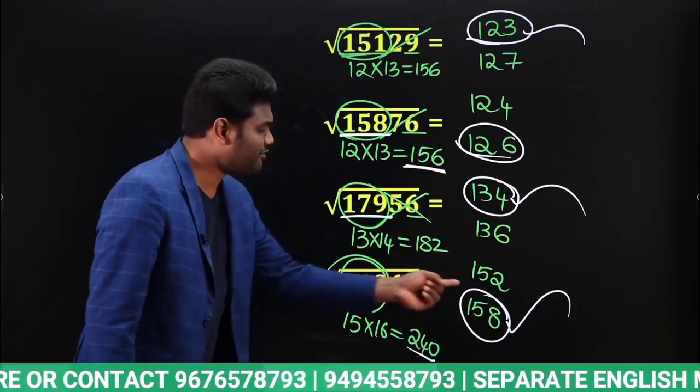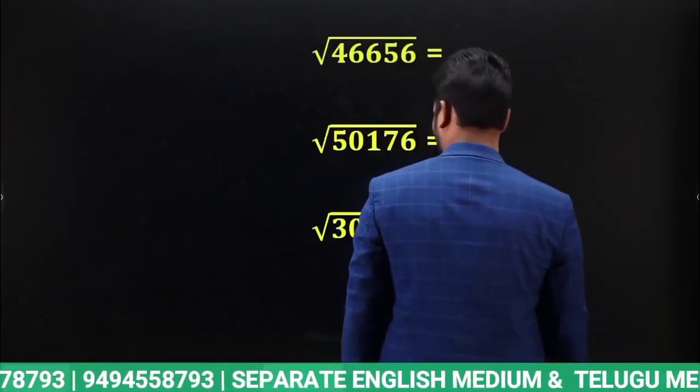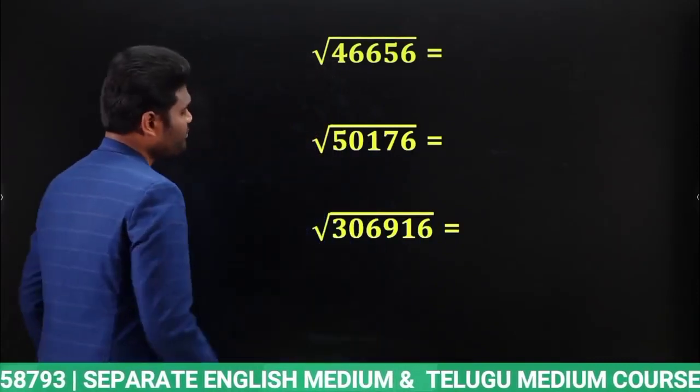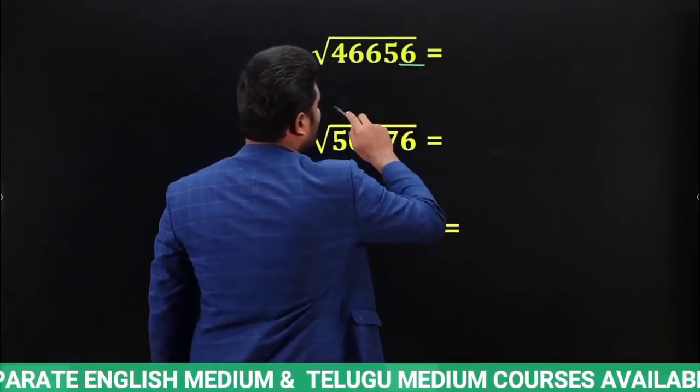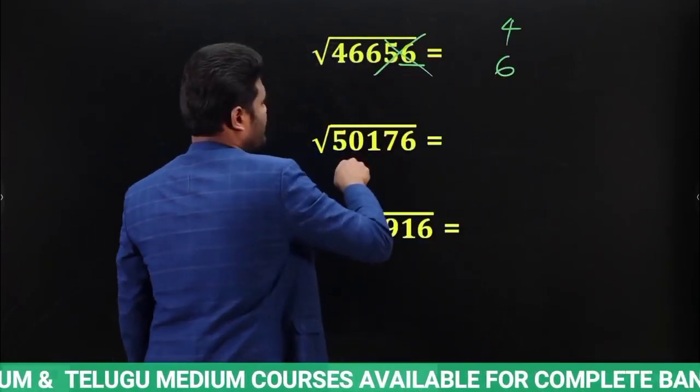Yes or no? As it is bigger, our value should be a bigger one. So the answer is going to be 158. Is that clear? We have some more questions. Observe here. When do we get 6? 6 you are going to get at 4 or 6. Yes or no? Cancel the last 2 digits.